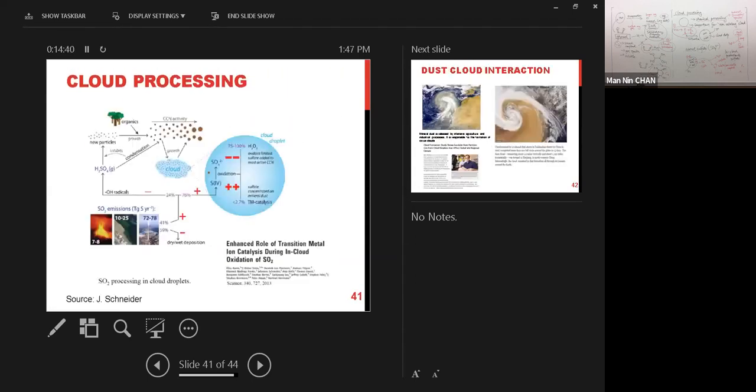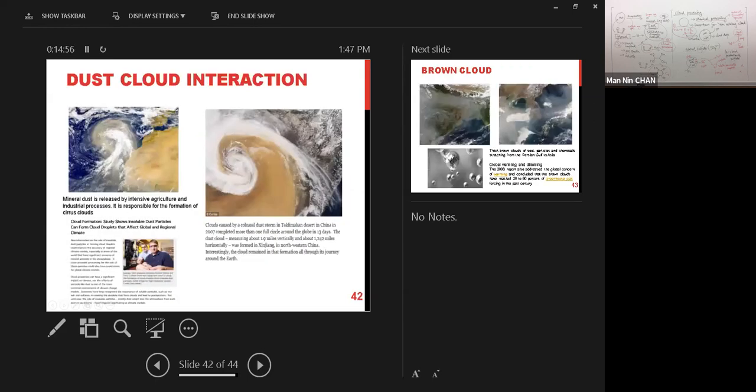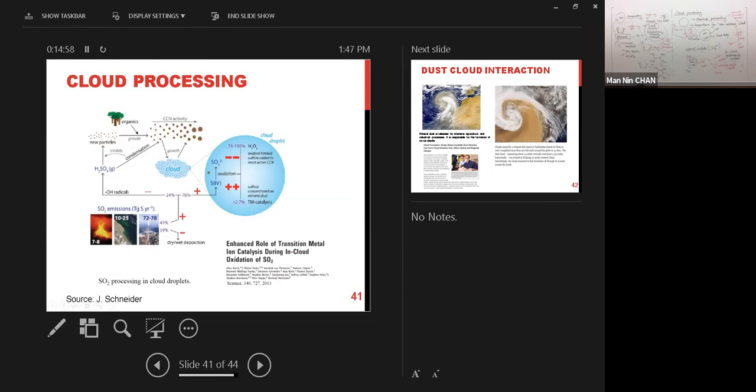Another thing to highlight is that people are also interested in cloud processing. The reason is that it can give you sulfate, for example, in-cloud production of sulfate as just mentioned, and also, more importantly, which I don't show here in the lecture notes, you can form SOA, the secondary organic aerosol. So that's why people start to consider cloud processing in the model, because this has some implication for your aerosol formation.